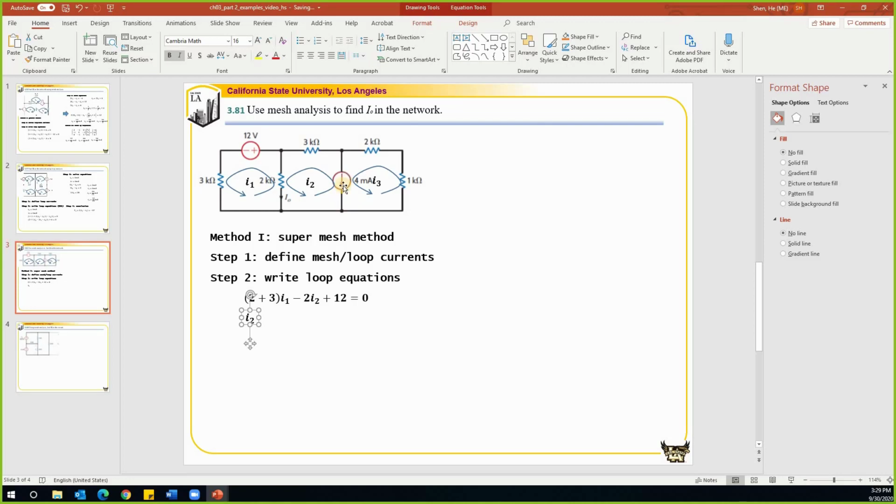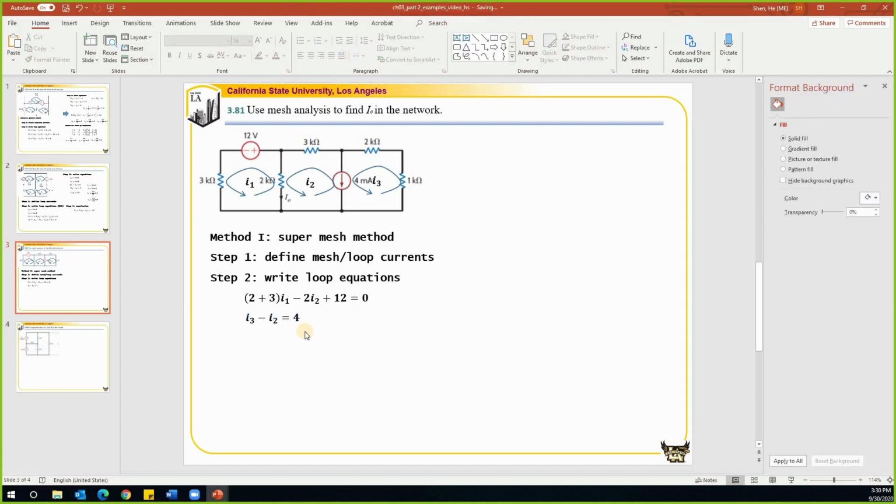This current source tells us that no matter what, the current going through this branch has to be 4 milliamp. So the current going through this branch, written in terms of the loop currents, is I3 minus I2. This is why I3 minus I2 is equal to 4 milliamp. Now you see we only have two equations, and we need a third equation so that we can solve for all three unknowns.